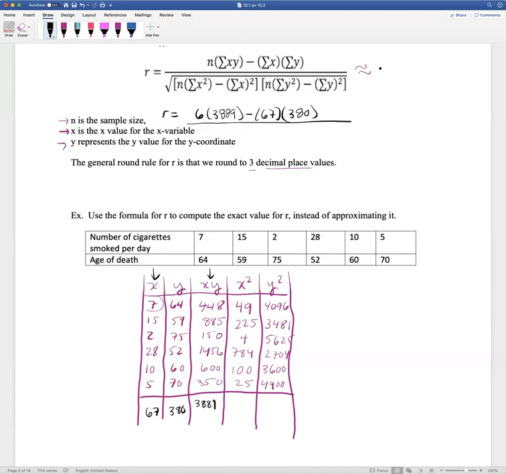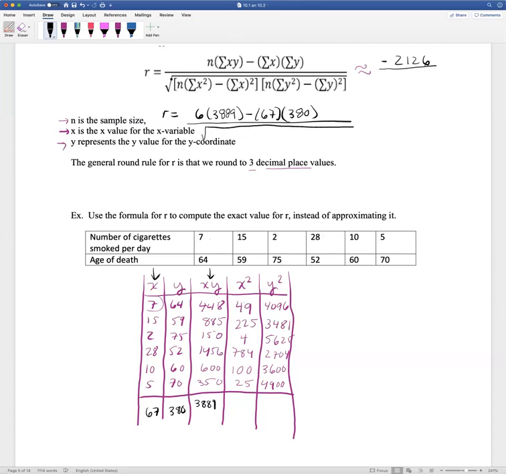And this will tell us what is in the numerator. So let's write down what's in the numerator. In my calculator, I'm going to hit 6 times 3,889 minus 67 times 380. You're going to type that whole thing right into your numerator. And I get negative 2,126. So that's the value that's in our numerator. And we have to do the denominator next. And the denominator is a little bit more intense.